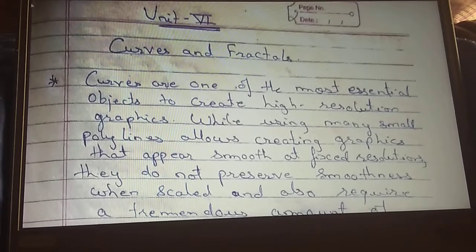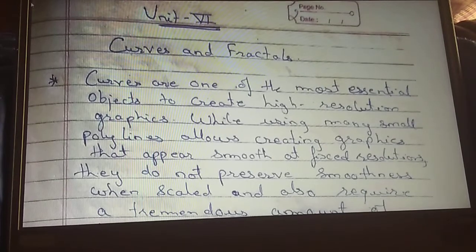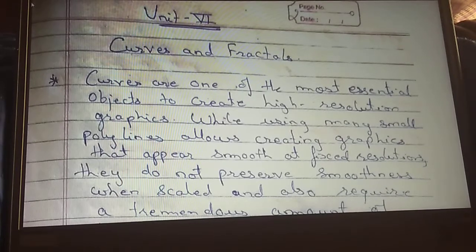Now to draw a line, we have different algorithms. We have seen these algorithms. Do you remember? DDA, Bresenham, all these are line drawing algorithms. So by using these algorithms, we can easily form any kind of straight line.